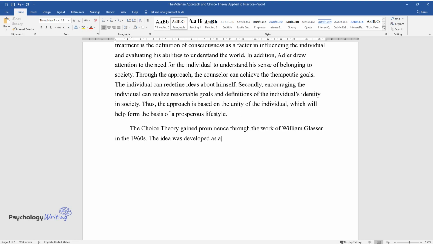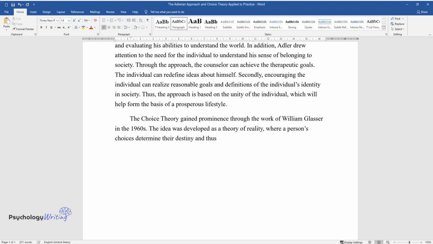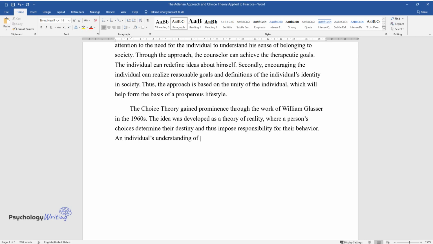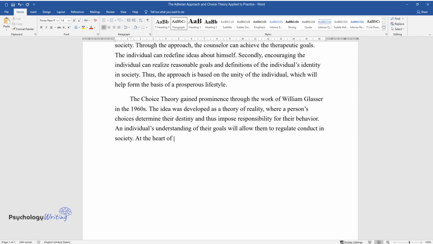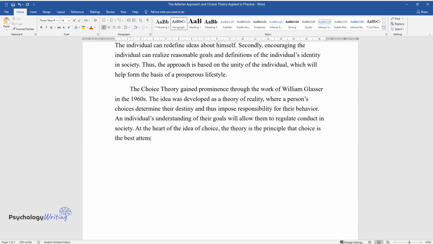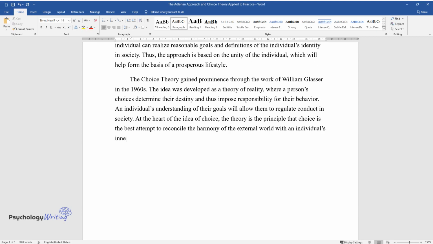The choice theory gained prominence through the work of William Glasser in the 1960s. The idea was developed as a theory of reality, where a person's choices determine their destiny and thus impose responsibility for their behavior. An individual's understanding of their goals will allow them to regulate conduct in society. At the heart of the choice theory is the principle that choice is the best attempt to reconcile the harmony of the external world with an individual's inner perception.